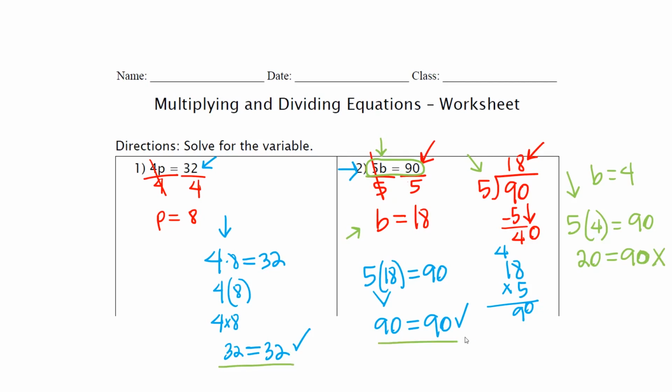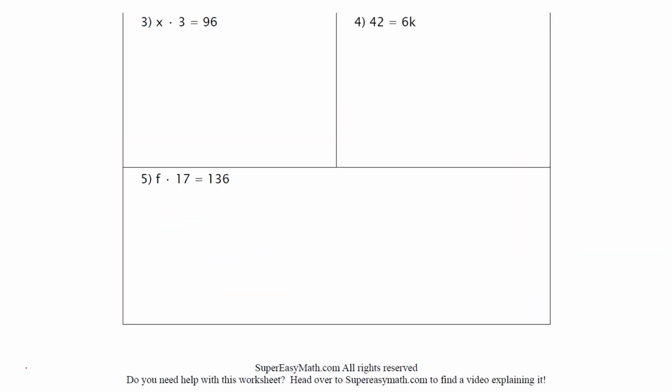Now let's take a look at problem number 3. Number 3, we have x times 3 equals 96. Well, right now, we want to get that variable by itself on the one side of the equal sign, so that x needs to be on the left side of the equal sign. Right now, I have a times 3 over there with it, so I want to undo that. Instead of times 3, I need to divide by 3. Remember, division is the opposite of multiplication.